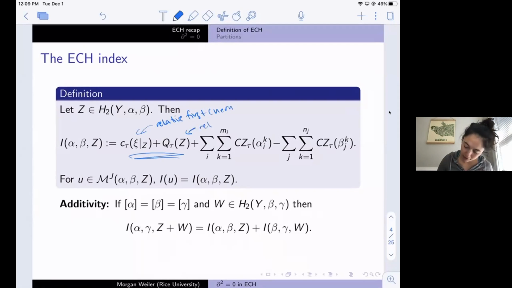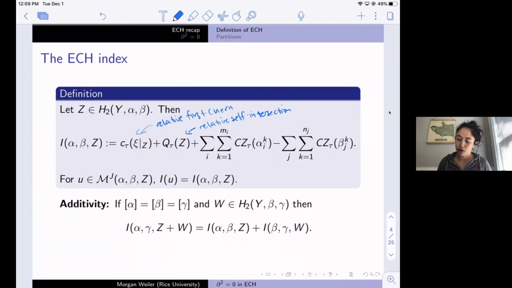And this is the relative self-intersection number. So basically, for the first term, you fix a trivialization of the contact structure along the components of alpha and beta, and then you compute the first Chern class of the contact structure over a representative of the homology class Z, forcing that representative to be constant with respect to the trivialization on the ends.